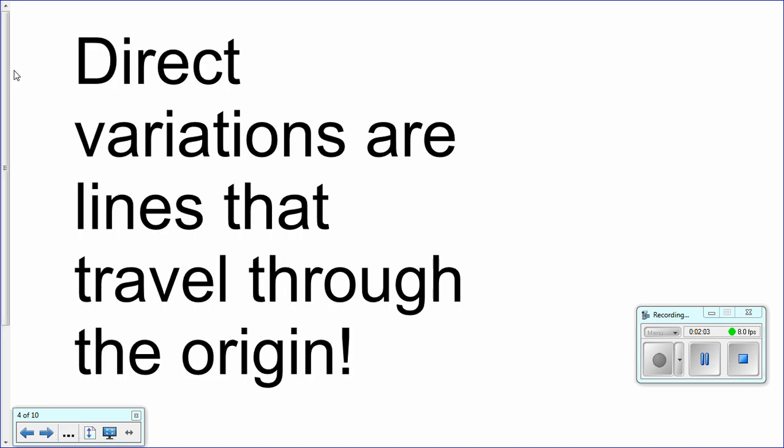Okay, so direct variations are lines that travel through the origin. That's why they don't have a y-intercept. That's why we don't use y equals mx plus b, because the b is 0. And we just change the m to a k because it makes it special.